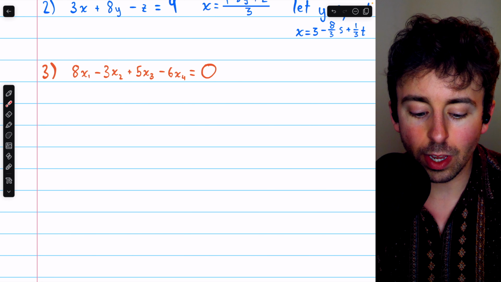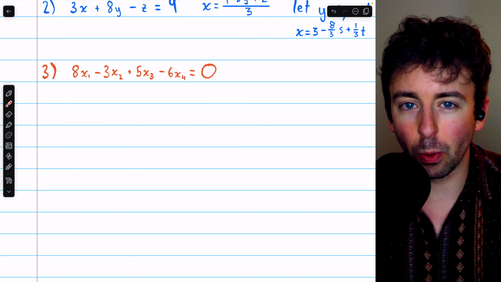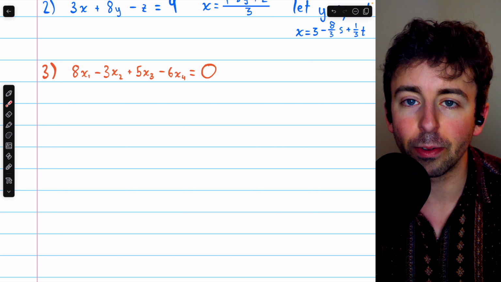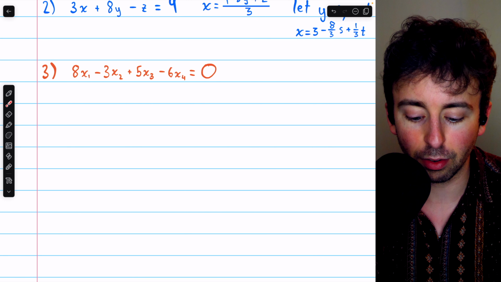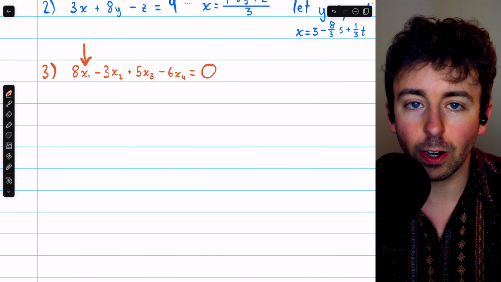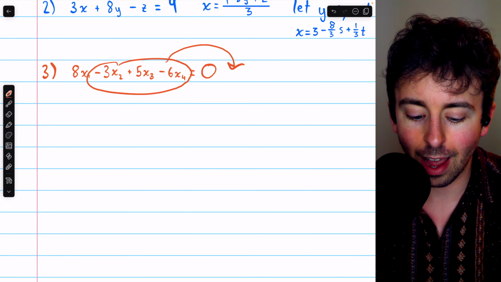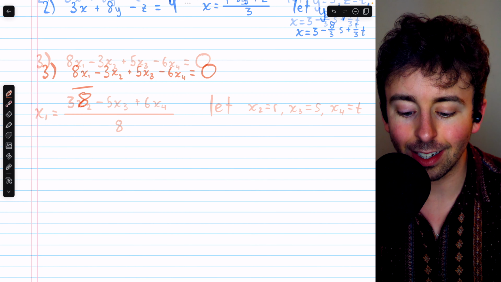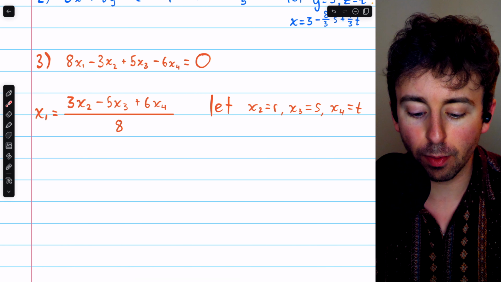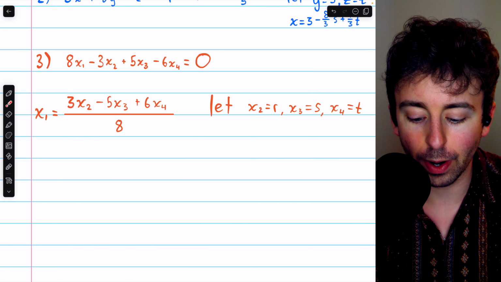In this last example, we have 4 variables, so we'll end up with 3 parameters. It's at around this point with 4 variables or more where we often choose to start using subscripts rather than different letters. So x1, x2, x3, and x4 are our 4 variables. We're going to begin by solving for x1, the leading variable, which will require us to move all of this junk to the right side, and then we'll divide everything by 8. And that looks like this. Add 3x2 to both sides, subtract 5x3 from both sides, and add 6x4 to both sides, and then divide by 8 to get x1 by itself.